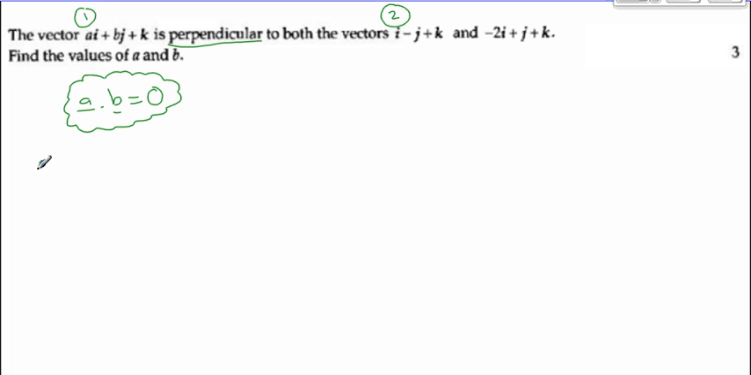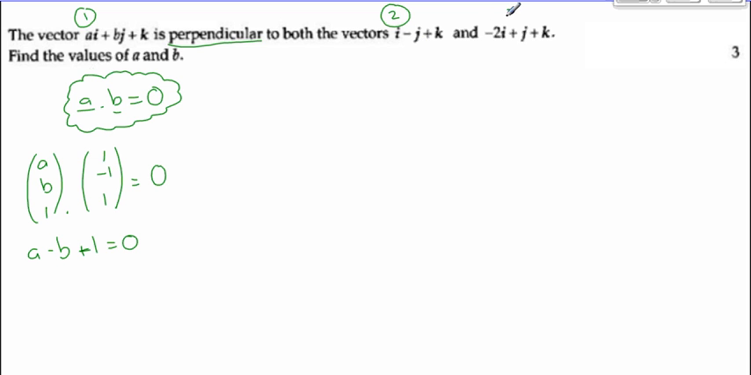So the dot product there is (a, b, 1) dot (1, -1, 1). We know that has to equal 0. So that's going to be a subtract b plus 1 is equal to 0. a times 1 is a, b times -1 is minus b, and 1 times 1 is 1.